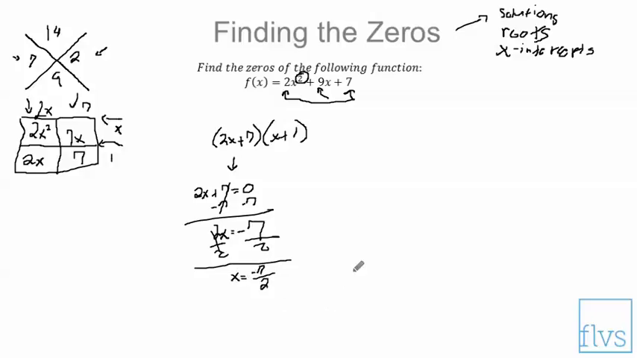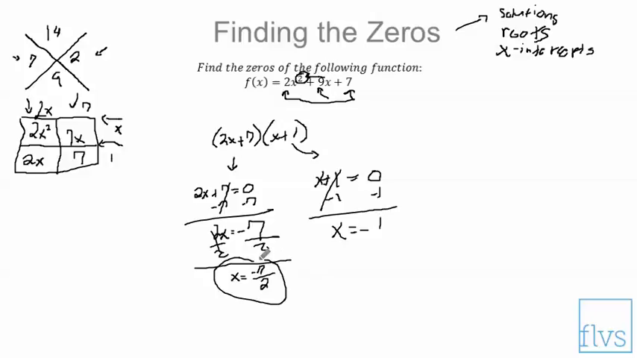Then I'm going to do it again with the x plus 1. I got x plus 1. I'm going to set it equal to 0. Again, minus 1 on both sides. And I get x is equal to negative 1. So because the leading exponent here, the degree of the polynomial, is 2, I should only have 2 zeros, and I do. Negative 7 over 2 and negative 1.